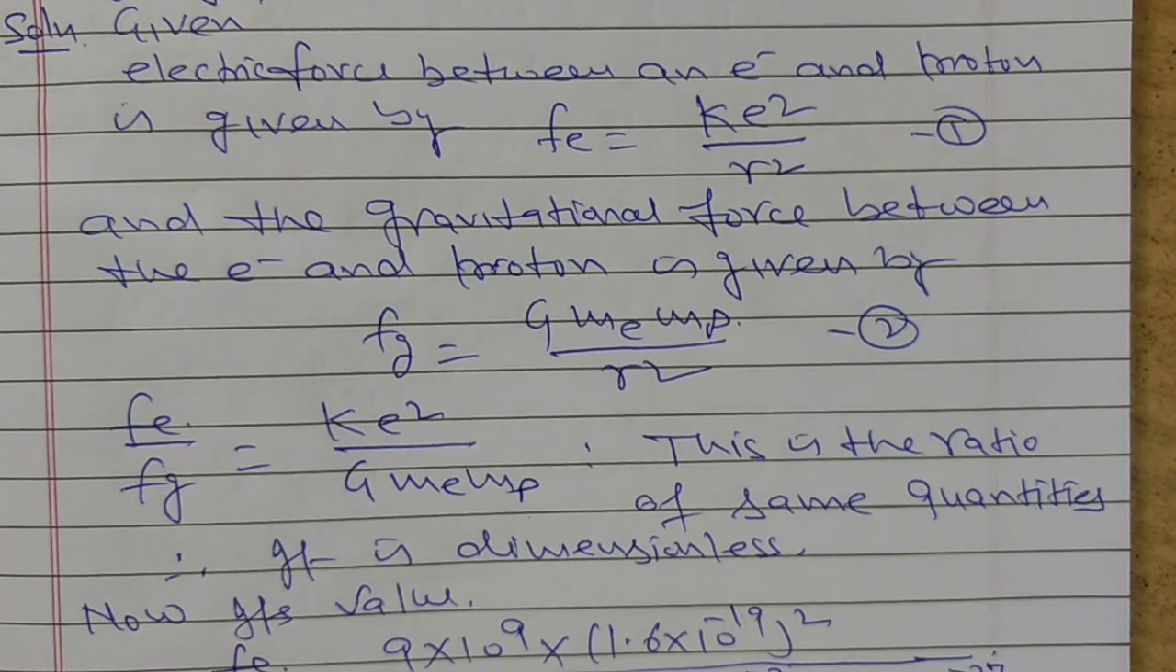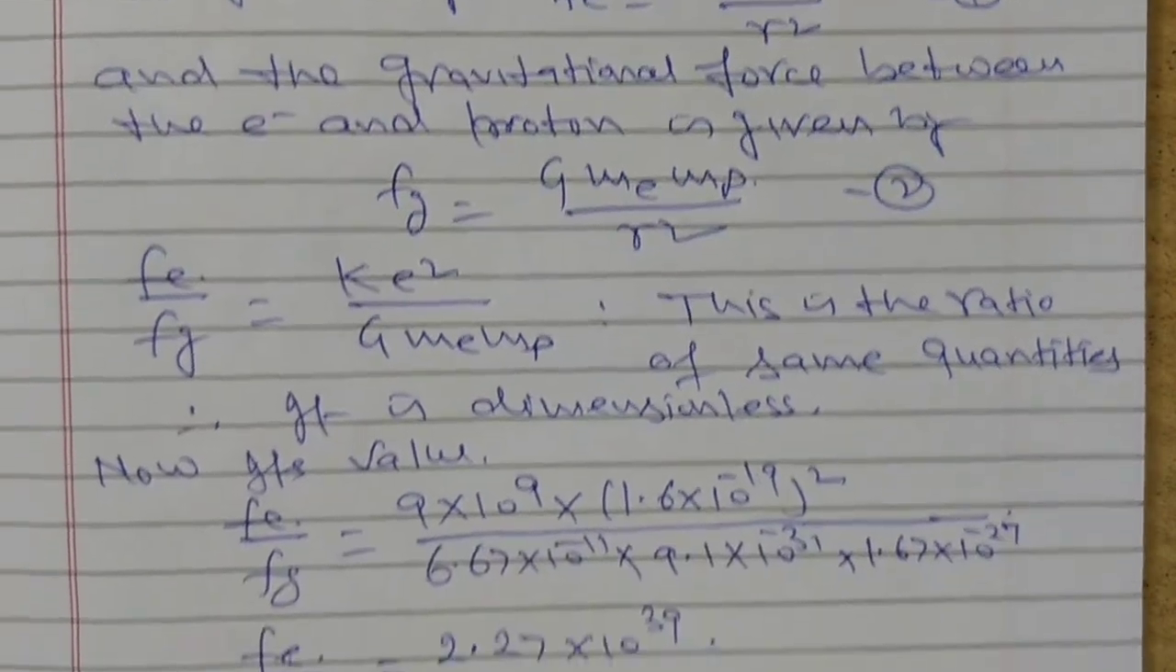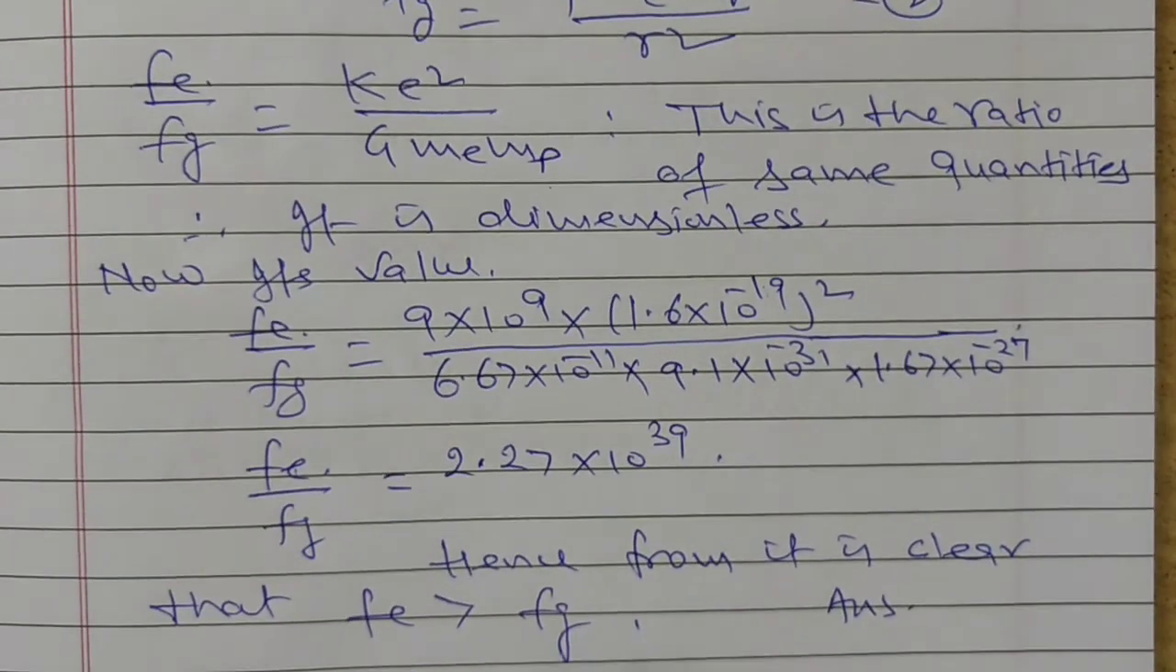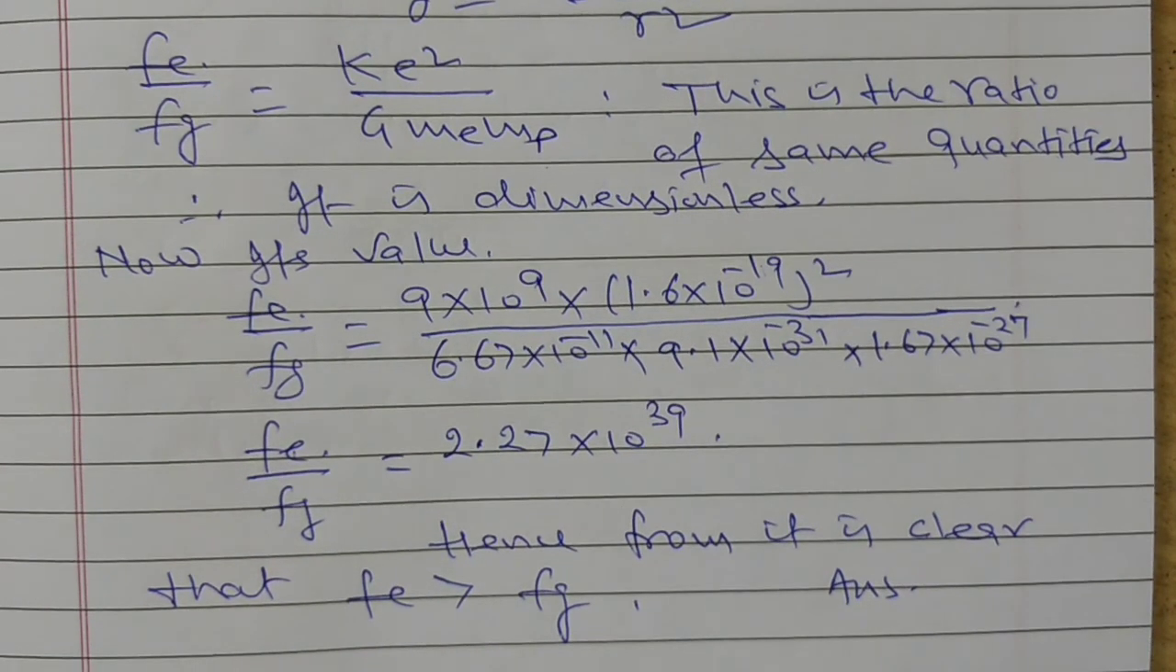2.27 into 10 to the power 39, and from here it is clear this value of Fe is greater than the gravitational force between the electron and proton. So this is the answer.